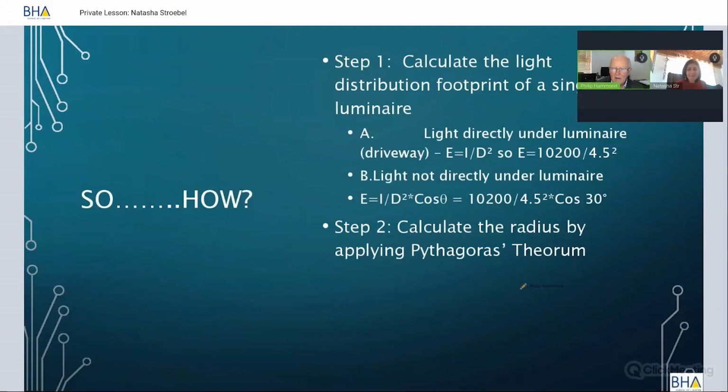Then step 2, calculate the radius by applying Pythagoras' theorem. So you say, okay, I've got this point here, and I've got the outside point. How am I going to do it? If I had a string connecting it with a pen, I would go around like this to find out what the pool of light is going to be. Okay? So off we go.